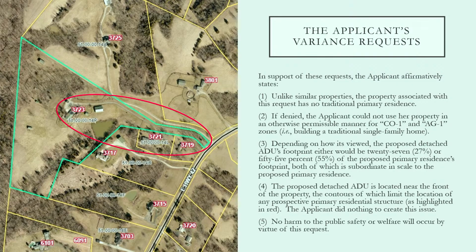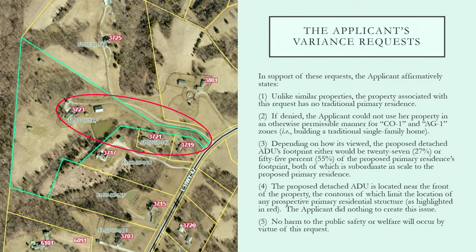Applicants, talking about the support of the request, we affirmatively state that unlike similar properties that are zoned in this manner, the property associated with this request has no, what you might identify as, a traditional primary residence or a single-family home currently on it. Again, it's got that modified barn at the end of the day. A little bit unorthodox in many ways for a lot of us, but that is what is currently there. They don't have a single-family home structure that exists on the property, unlike many other CO2 or Ag 1 properties might have. If denied in this request, we would just go ahead and point out the applicant could not use her property in a manner that would be otherwise permissible for CO1, i.e. build that traditional single-family home that we talked about. That's ultimately what she's wanting to do.